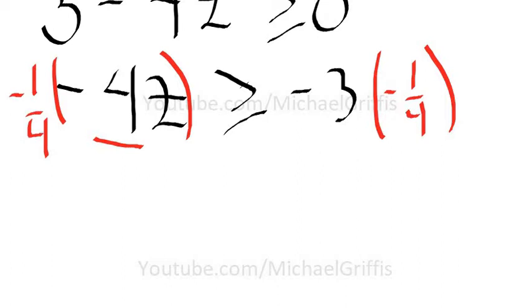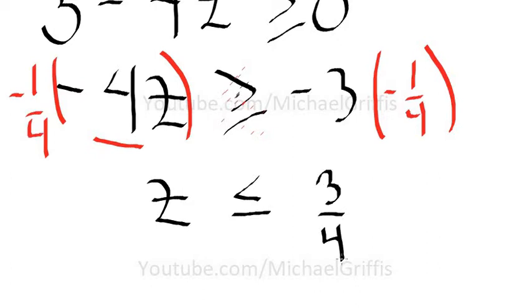Alright. When we do that though, what happened here? What happened? This has to get flipped. Okay? I didn't flip it. So negative 1/4 times negative 4 is 1, so we have z is less than or equal to 3/4. Z is less than or equal to 3/4.